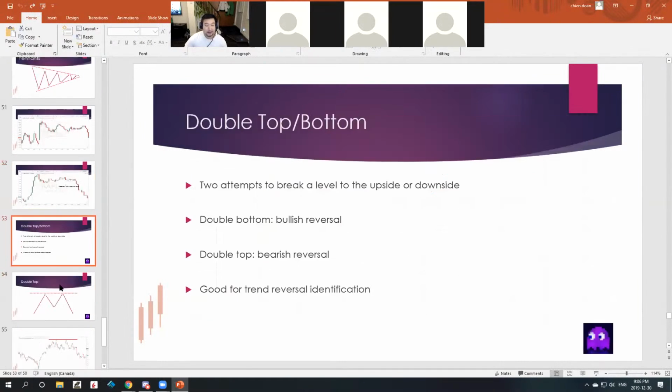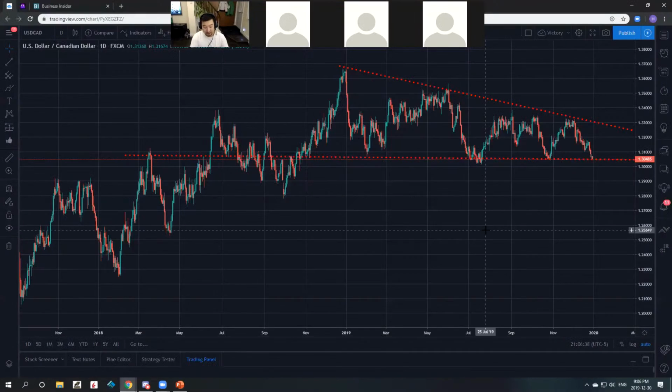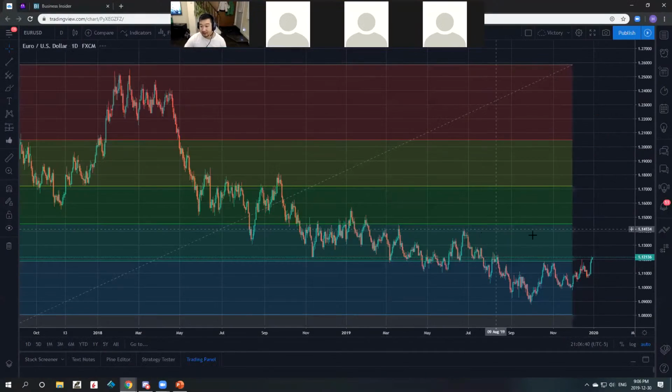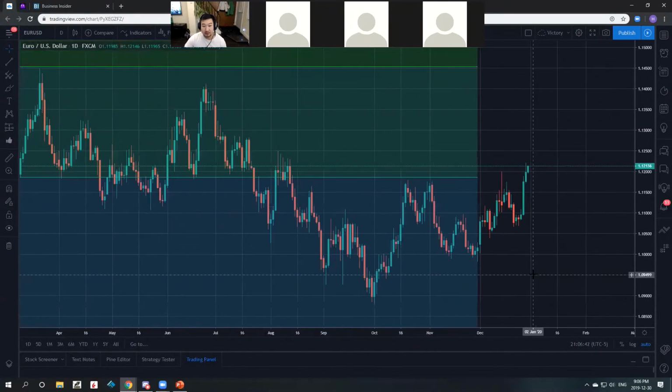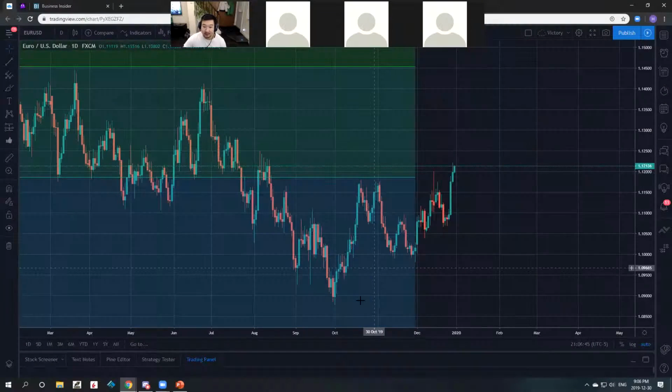And then lastly, you have your double tops and your double bottoms. This is also one of my favorite patterns to trade in the markets, and I'll show you guys why. I remember trading this here on the euro. So this here on the euro, your double top. That resistance level, double top, and then I had your double bottom right here too.